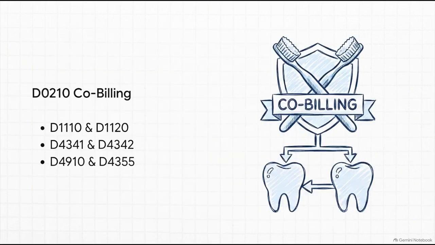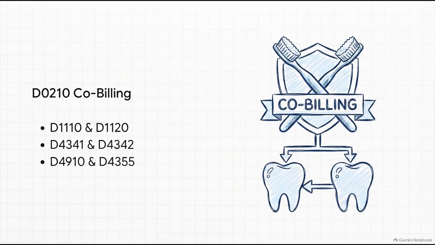What's really interesting here is how the D0210 FMX fits into the bigger billing picture. You'll frequently, and appropriately, co-bill it right alongside specific hygiene and periodontal codes. For instance, you'll see it a lot with D1110 and D1120 for standard prophylaxis.